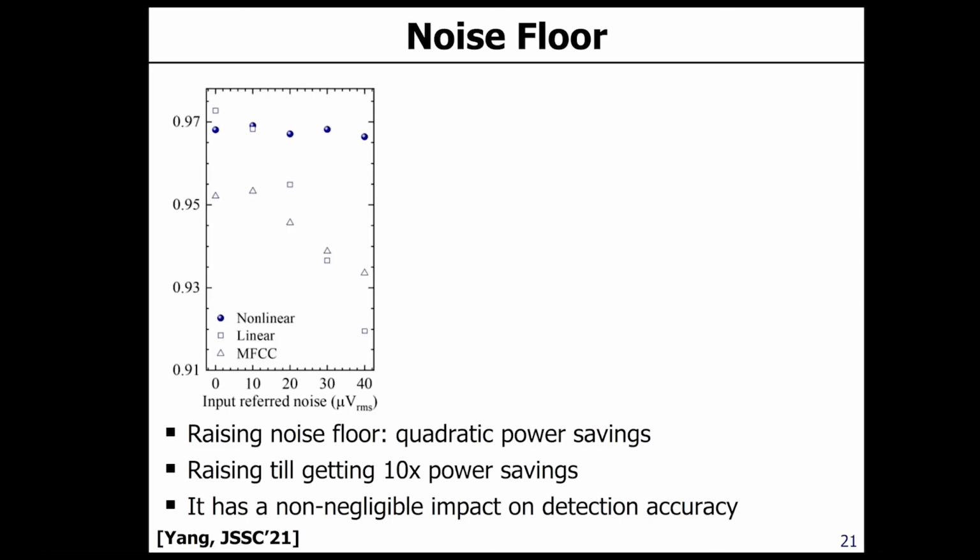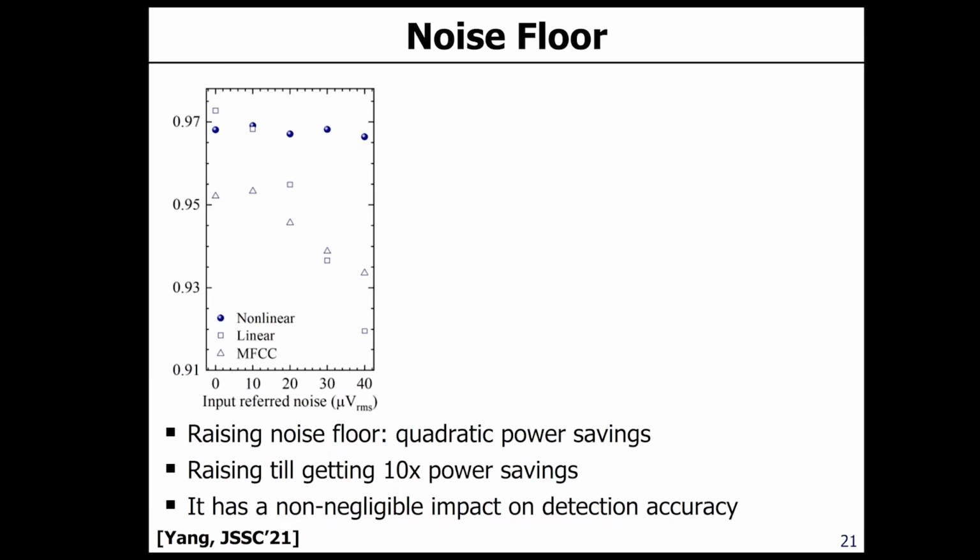So we looked at the traditional, very important constraints of analog circuit design. The first one, everyone knows, is the noise floor, right? We design the analog circuit to improve the signal ratio above the noise floor. And if you raise the noise floor, you expect to receive quadratic power savings. These are related to voltage swing, in fact. And so what we did is raise the noise floor until we got the 10x power savings.